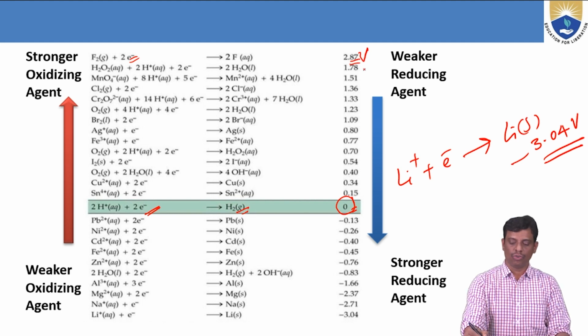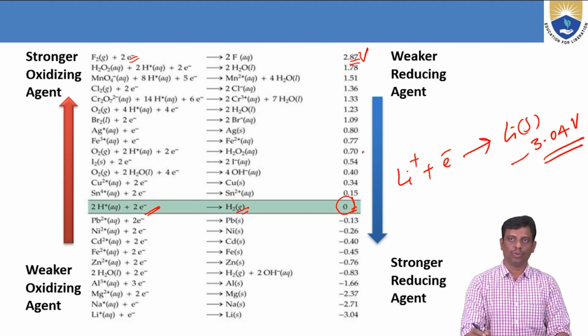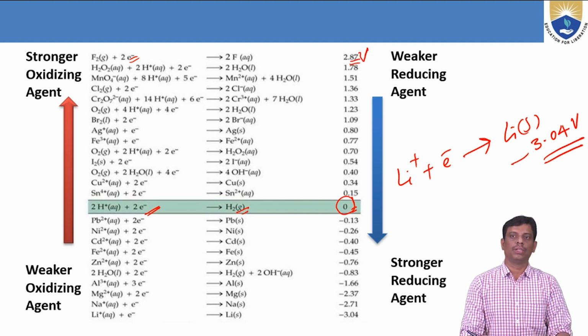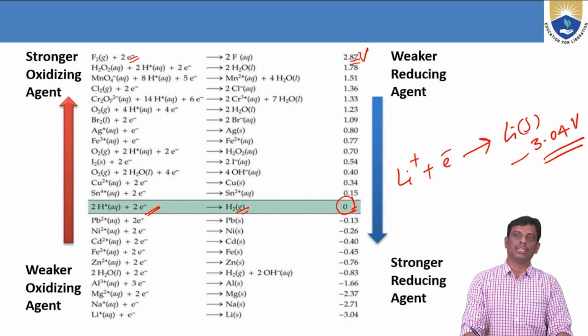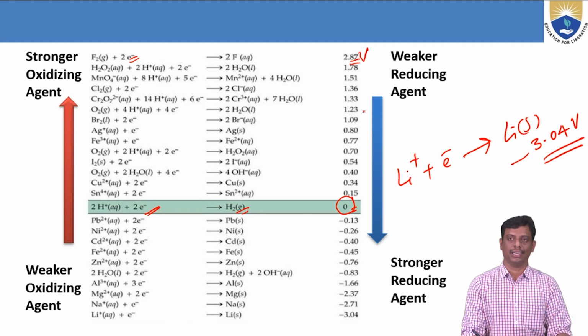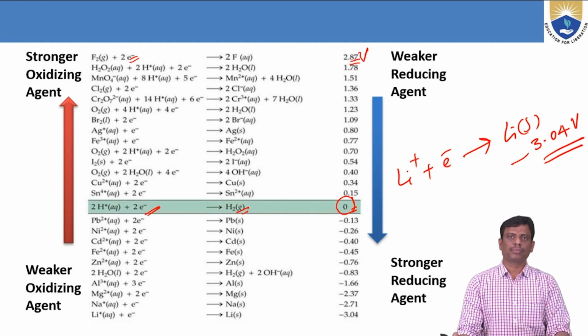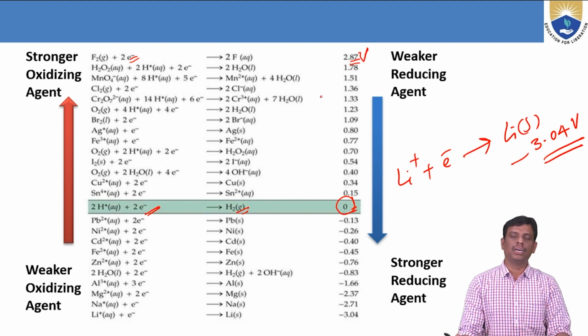Look at how the potential decreases here, from plus 2.87 down to minus 3.04. As the potential decreases, the capacity of reducing increases; it acts as a stronger reducing agent. So fluorine acts as a weaker reducing agent.